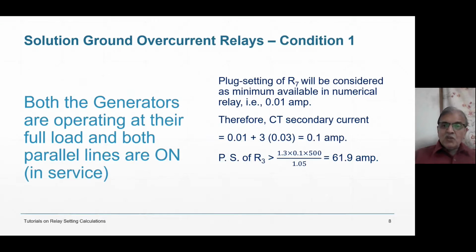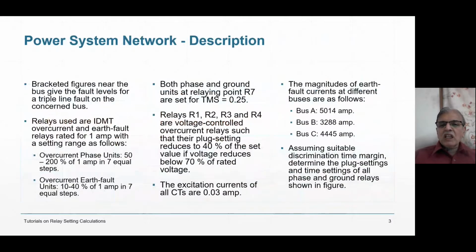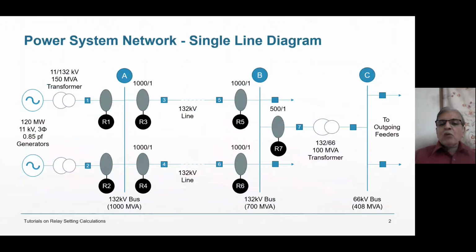But I am thrown into another trouble. R3 and R4 are backing up R7 also, but R3 is backing up R6 and R4 is backing up R5. Therefore, if you keep R3 and R4 at 0.01, then the plug setting of R5 and R6 has to be less than R3 and R4. Now, less than 0.01 is not available. So you are forced to set the plug setting of R5 and R6 at 0.01, and R3 and R4 you will have to calculate accordingly.